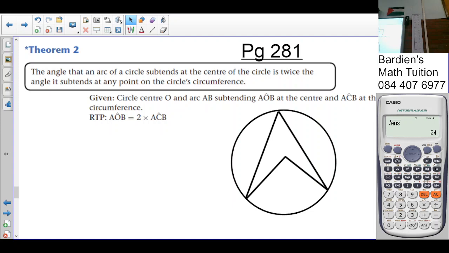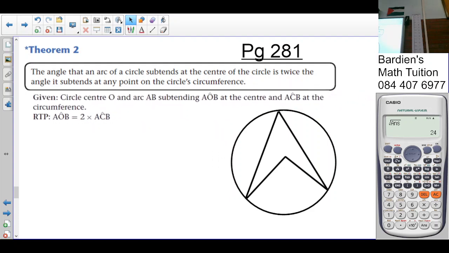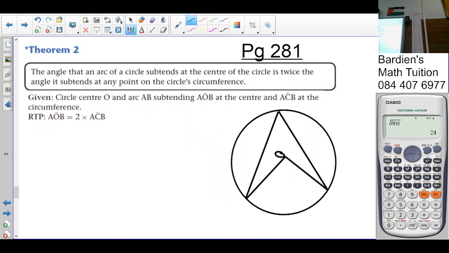So here we are told an angle that an arc of a circle subtends at the center of the circle is twice the angle it subtends at the point on the circle's circumference. We are given a circle center O. I drew it because the diagram itself has a lot of markings on it already, so I don't want to confuse you. This is how it's given. You have a circle, center O, and arc AB. That's now your arc AB.